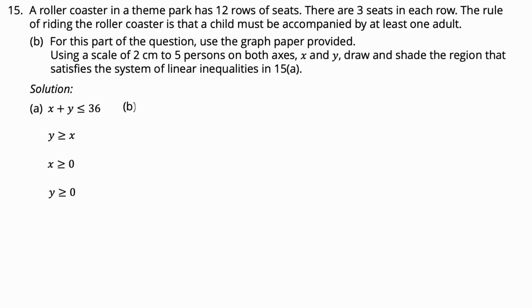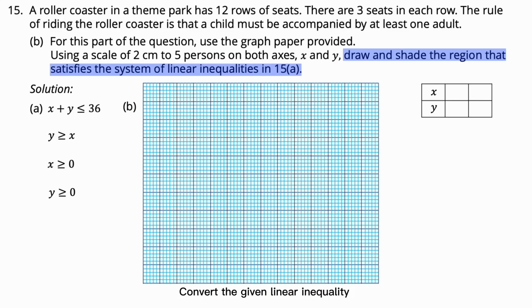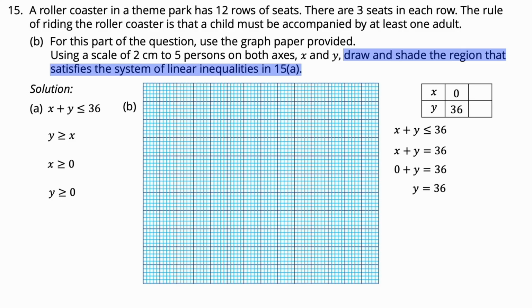Question 15b. Draw and shade the region that satisfies the system of linear inequalities in question 15a. Draw a table and label it with x and y. Convert the given linear inequality x plus y is less than or equal to 36 to the form of a linear equation, x plus y equals 36. Put x value of 0 into the equation, y equals 36, and do the same. Try x equals 36. Substitute 36 into the variable x of the equation. 36 plus y equals 36. Transpose 36 to the right-hand side. 36 minus 36, y equals 0.